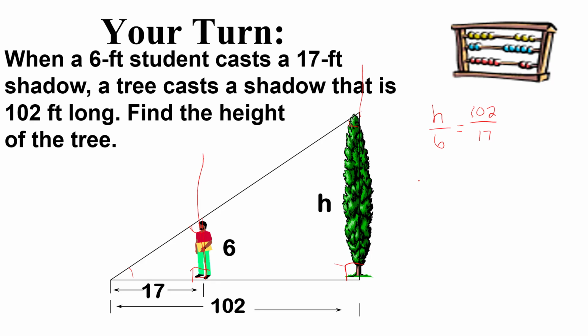And at this point, we cross multiply. 17h is equal to 6 times 102, which is going to be 612. Now we want to divide both sides by 17. And h is equal to 36. We said feet. 36 feet.